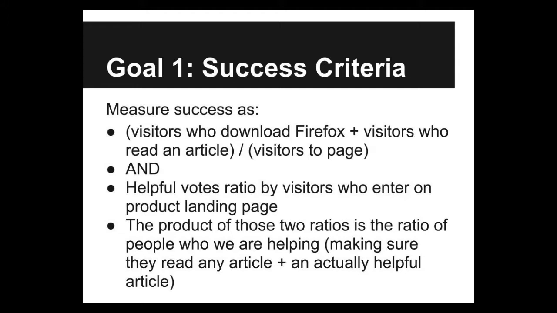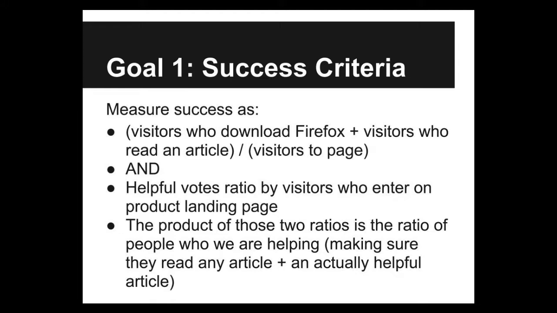And the other part of this equation is the helpful ratio by visitors who entered on a product landing page. As I said before, right now it's 50% compared to the general average of 70%. And the product of those two ratios, that's the ratio of people who we are actually helping. So the ratio of people who we are sending not only to an article, but to the right article.